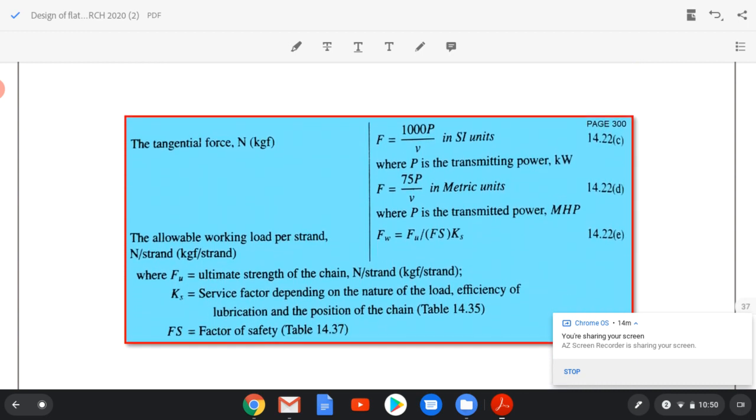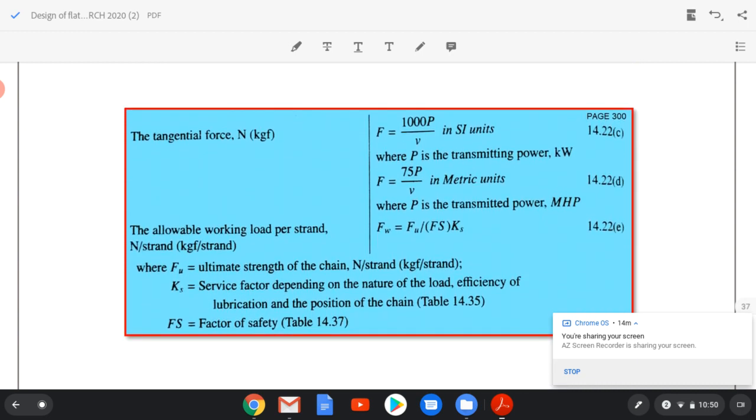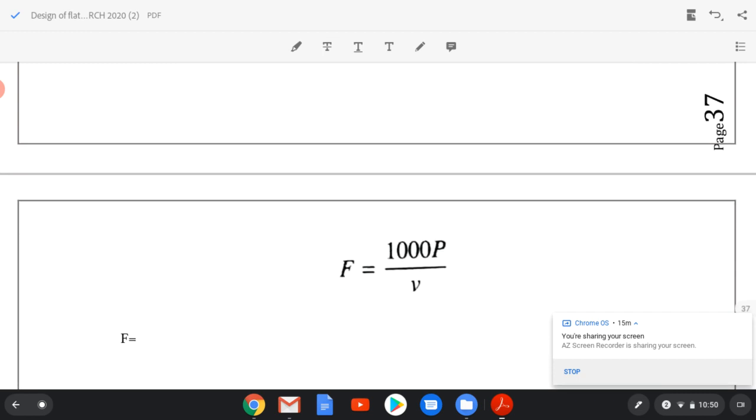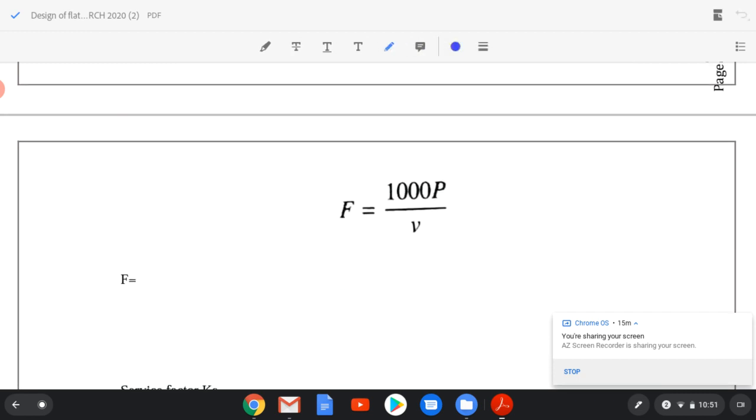Here J equal to F by Fw, where F is the tangential force, 1000 P by v, where power should be substituted in kilowatts and v is the velocity in meters per second. So I can substitute this value. F equal to 1000 P by v, where power should be substituted in kilowatts, equal to, it is given, we have to transmit 15 kilowatts.